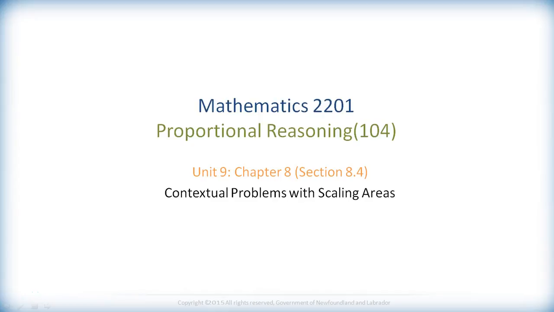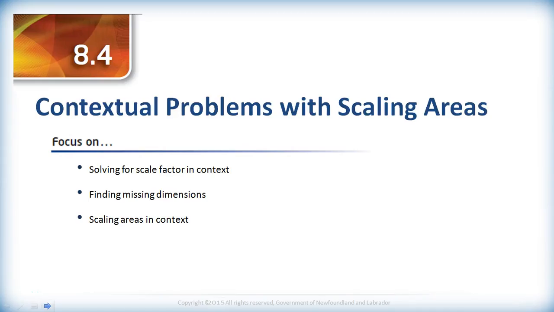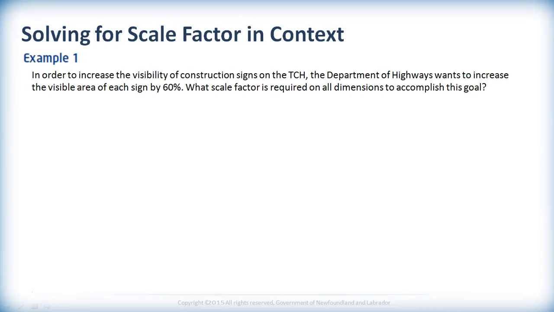All right, folks, here we go. Contextual problems with scaling areas. Fun stuff. So we're going to look at solving for scale factor in context. Okay, so some contextual problems. And we're going to find missing dimensions. And we're going to scale areas in context. And we're going to have fun. I think there might even be a little rate problem that sneaks in at the end.